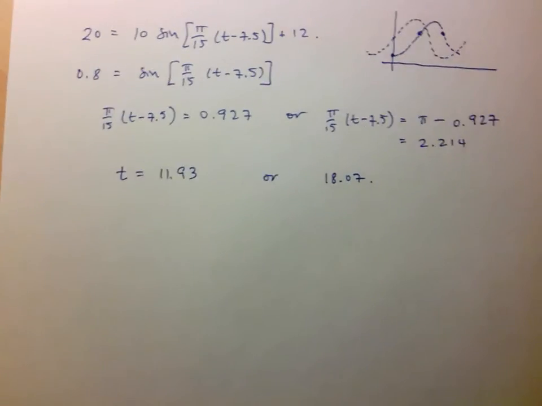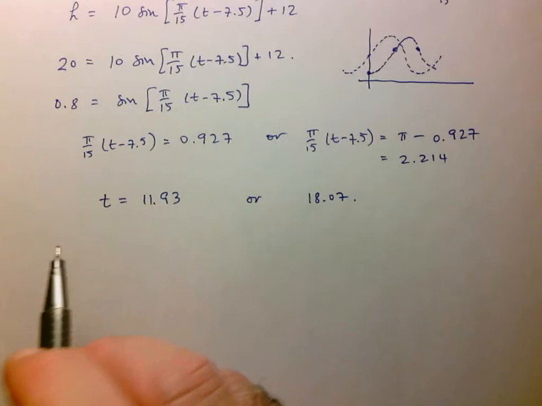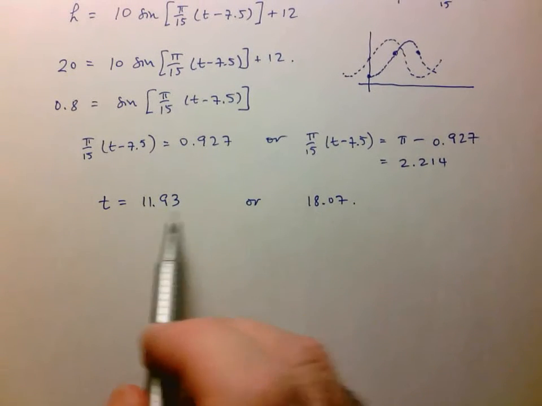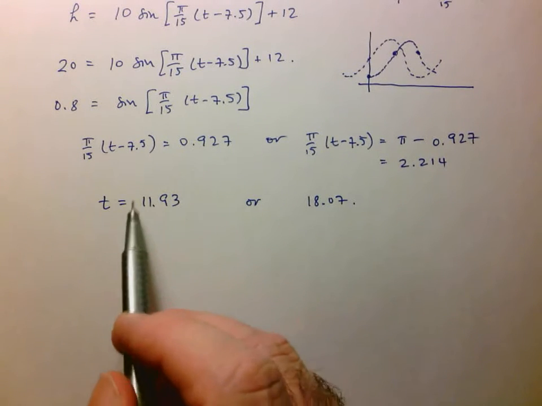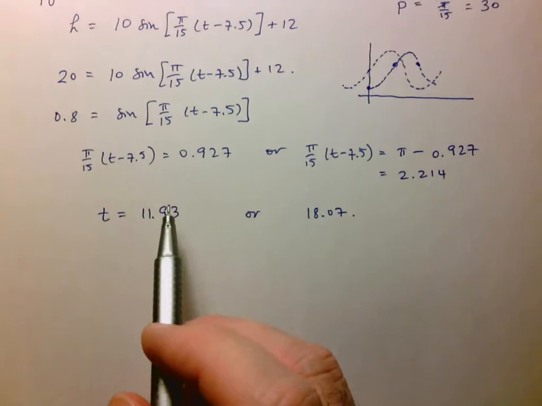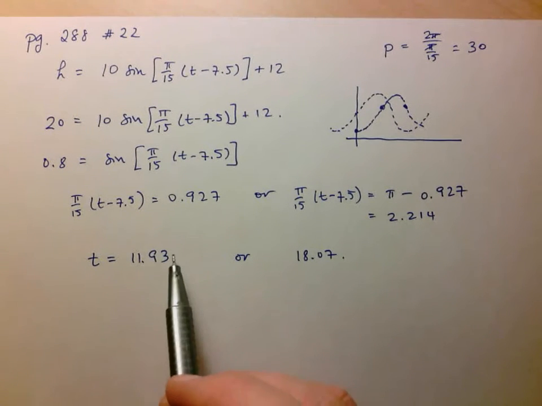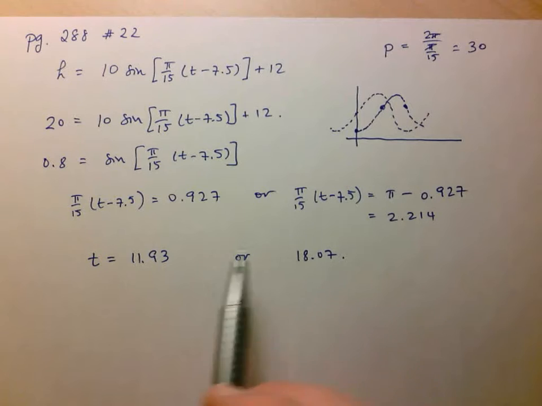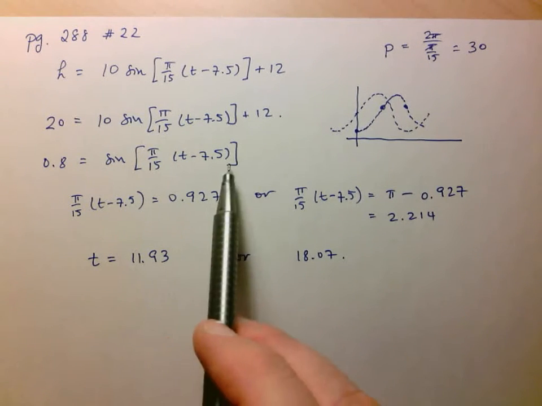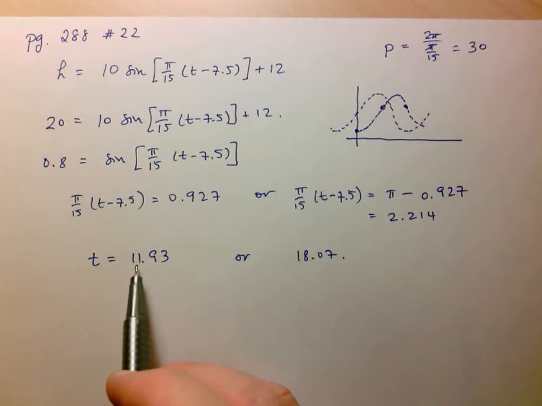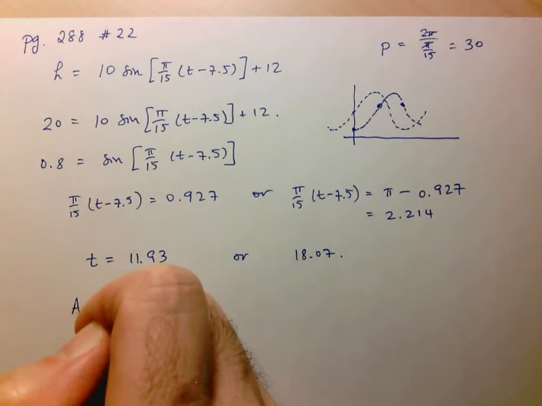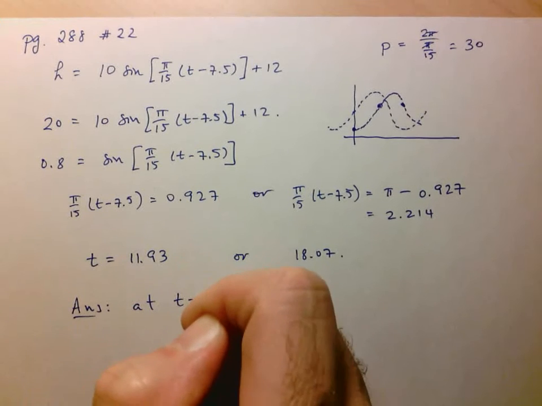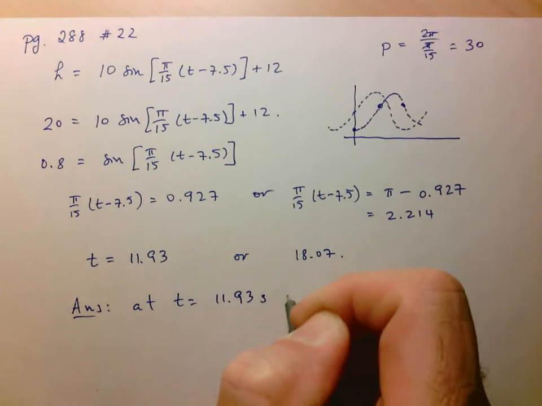Okay, now the only thing they're looking for is the first two times that I'm at 20 meters. So this might be all I need. I've got two answers. The one thing that you should check is that there's no answers that are smaller than 11.93. Let's remember how we generate other answers: we just add or subtract the period of our trig ratio, which in this case is 30. And obviously if I subtract 30 from 11.93, I'll be into the negatives, which I'm not interested in. So my final answer here is going to be at time equals 11.93 seconds and 18.07 seconds.